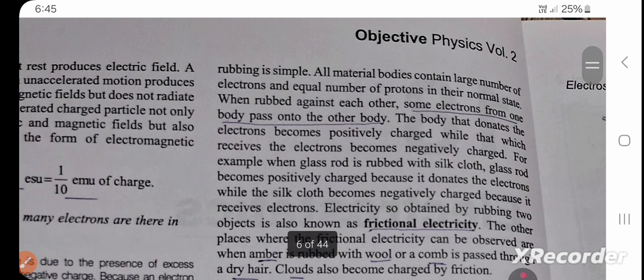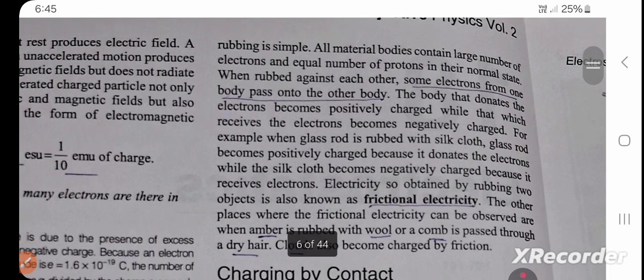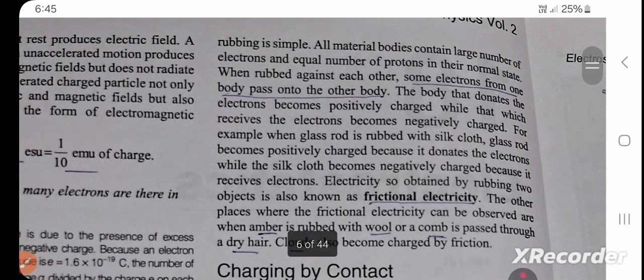The explanation of appearance of electric charge on rubbing is simple. All material bodies contain a large amount of electrons and an equal number of protons in their normal state. When rubbed against each other, some electrons from one body pass onto the other body. The body that donates the electrons becomes positively charged, while that which receives the electrons becomes negatively charged.